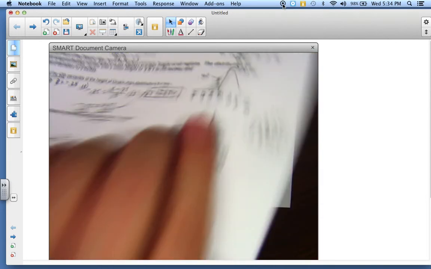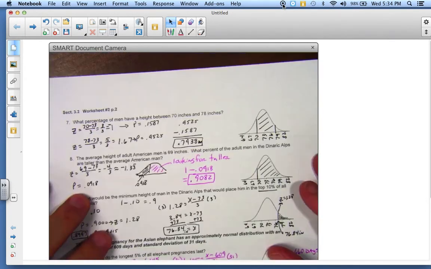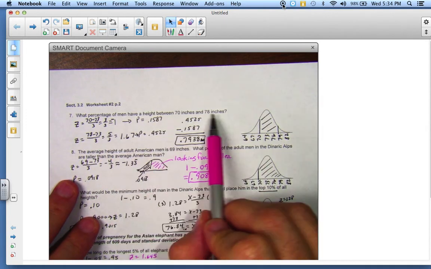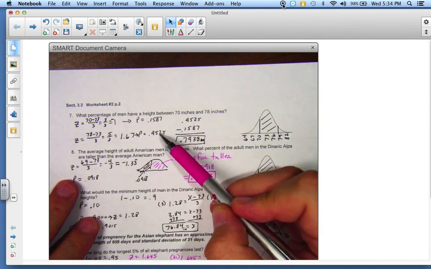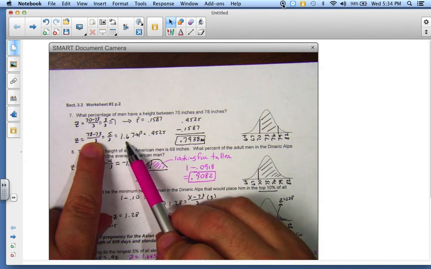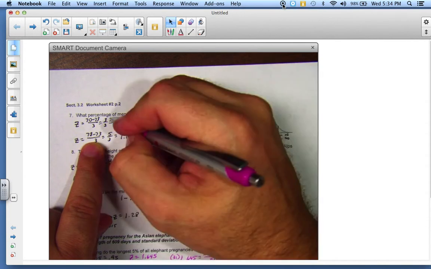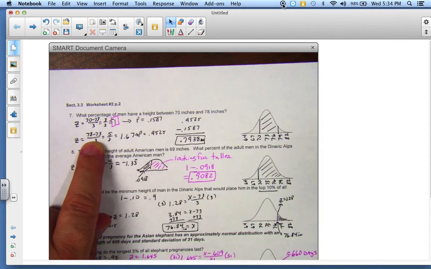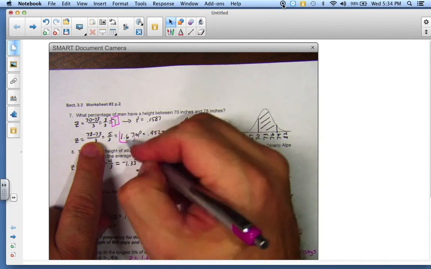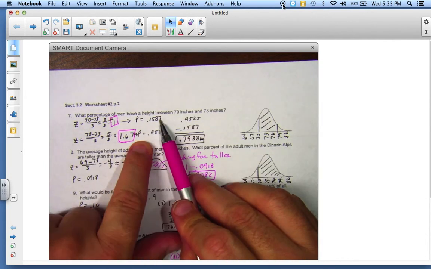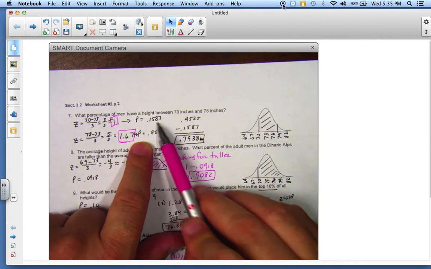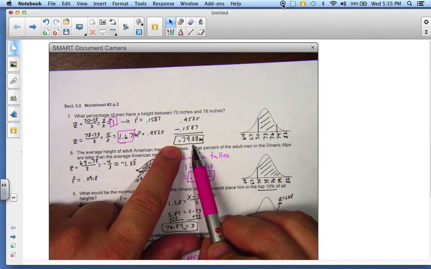Okay, on the back, question 7. What percentage of men have a height between 70 and 78? Again, you're going to find the highest, subtract the lowest. So I convert these to a z-score. Here are my z-scores right here of -1 and 1.67. You can then convert those to a p-value, and then you subtract 0.9525 minus 0.1587, and you get an area of 0.7938, and you graph it accordingly.